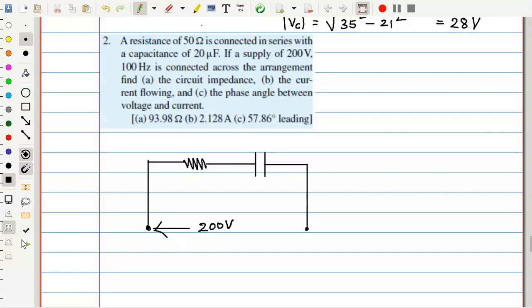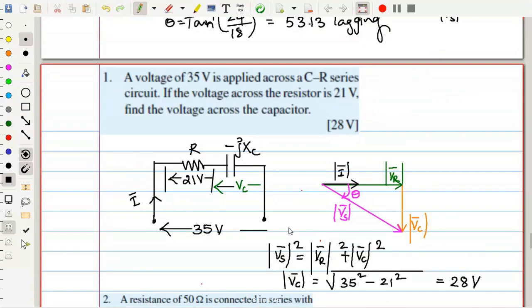200 volts. I want to highlight one point about this supply in the previous problem. See here, they said that a voltage is applied across the RC circuit. They did not say what kind of voltage this is. So if nothing is specified, it is treated as an AC supply only. Only if it is clearly given that it is DC should you consider DC.